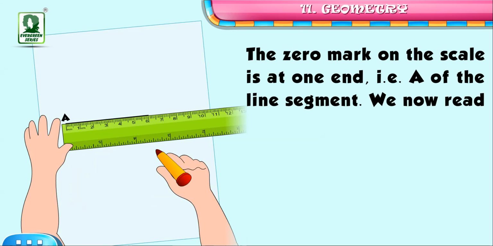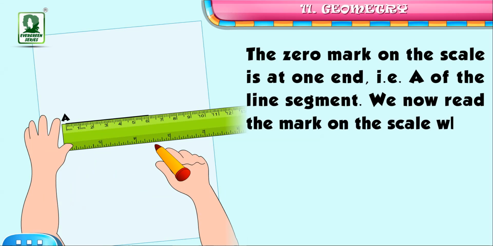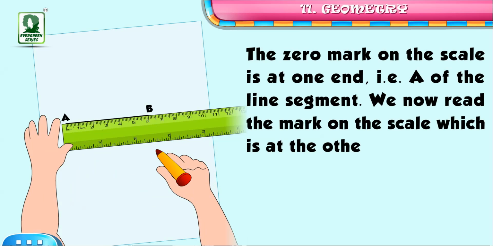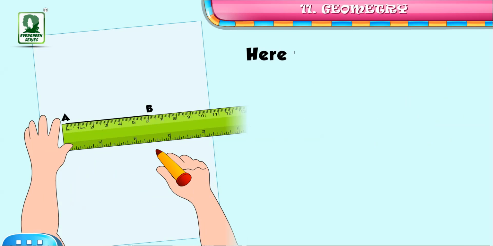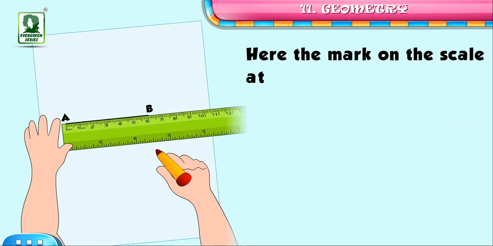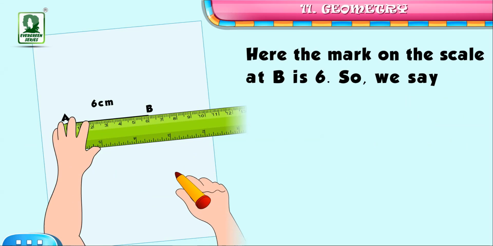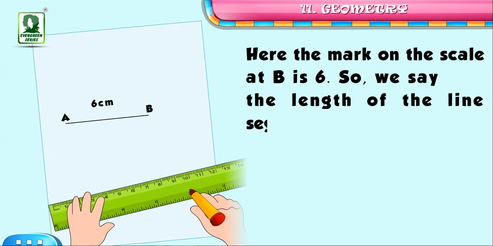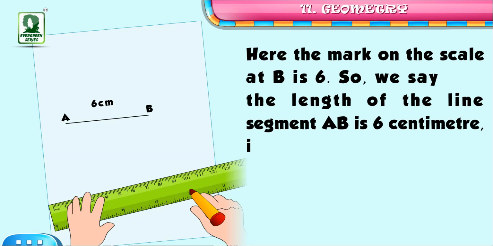We now read the mark on the scale which is at the other end, that is B of the line segment. Here the mark on the scale at B is 6. So we say the length of the line segment AB is 6 cm.